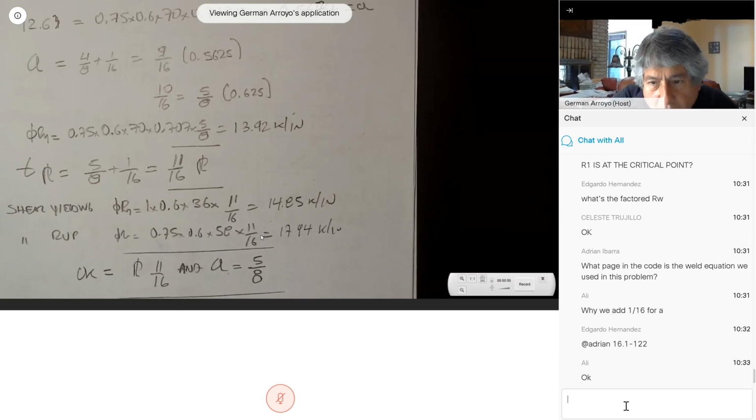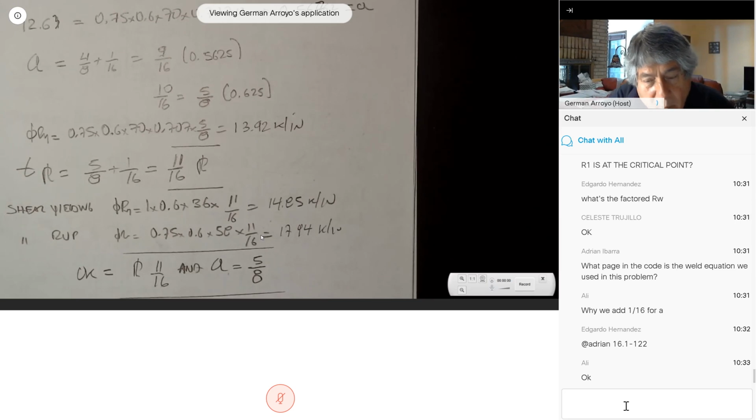Any question about this problem? So all these problems are very similar. You have to be careful locating the same drawing, computing I sub x and I sub y, and after that you have to find the critical. And the critical is the one that had the largest force.